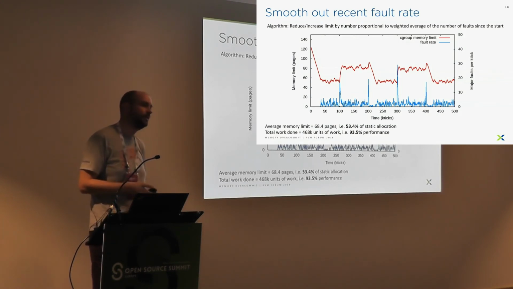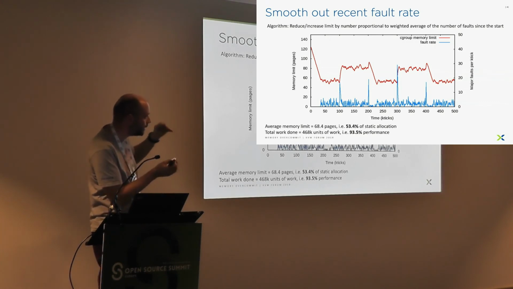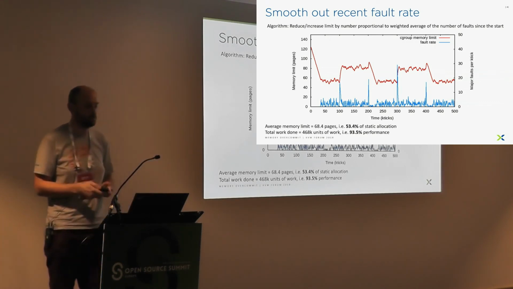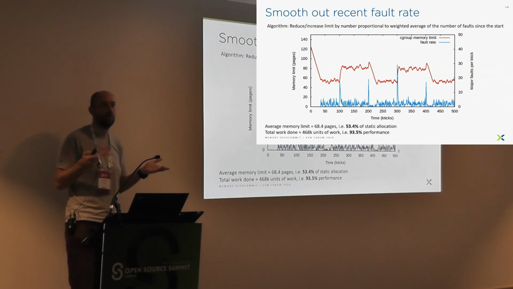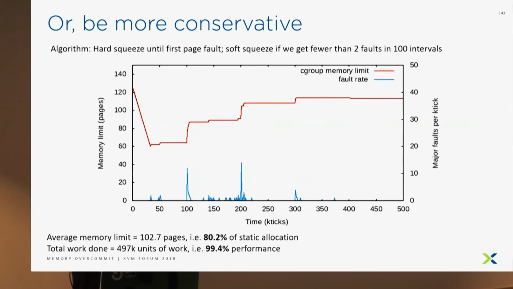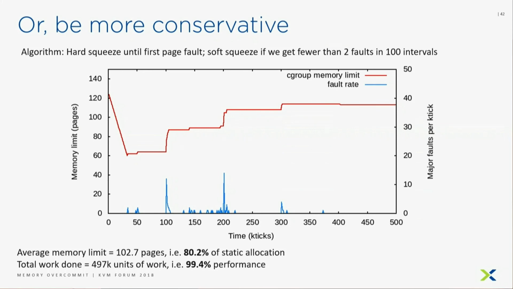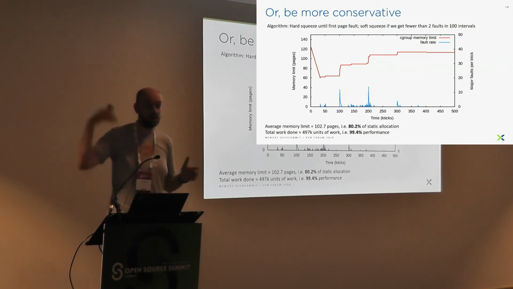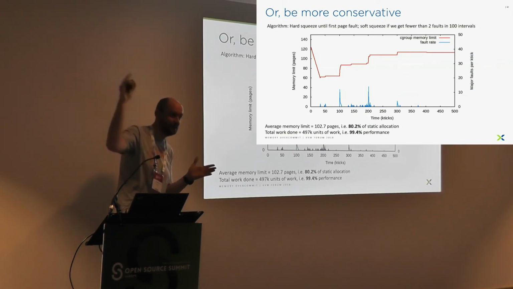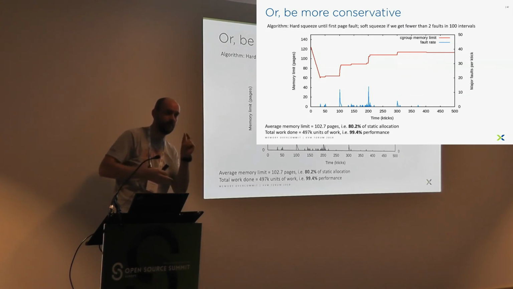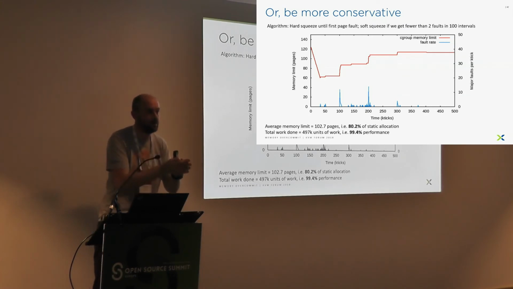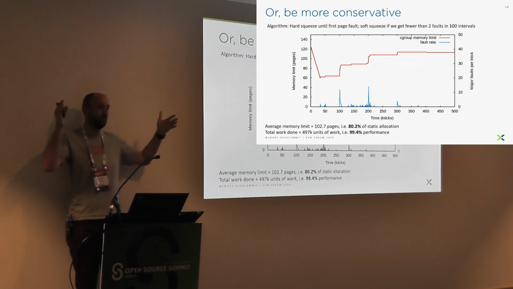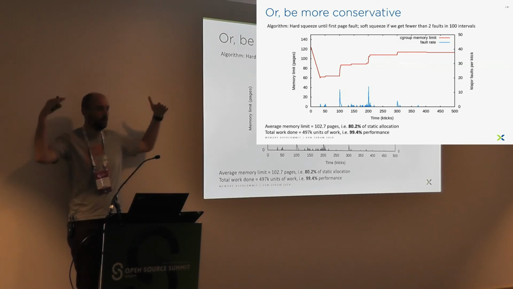But perhaps we're trying a bit too hard. Maybe we're just trying to get a bit too close to the VM's working set. So we could imagine a different kind of squeezer algorithm that is much more conservative. So in this particular algorithm that we ran through the simulator, we start with a hard squeeze. So we squeeze it down aggressively until we get the very first page fault. And at the time we get the very first page fault, we then back off, give it a bit more memory. Every time we get a page fault, we give it a bit more.